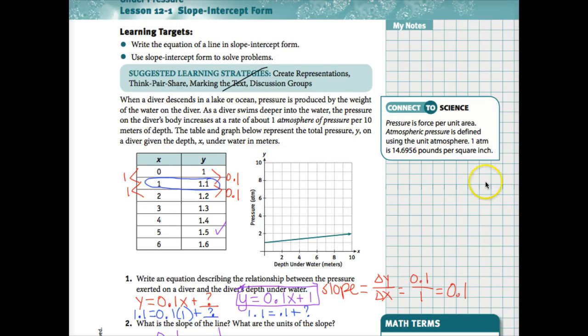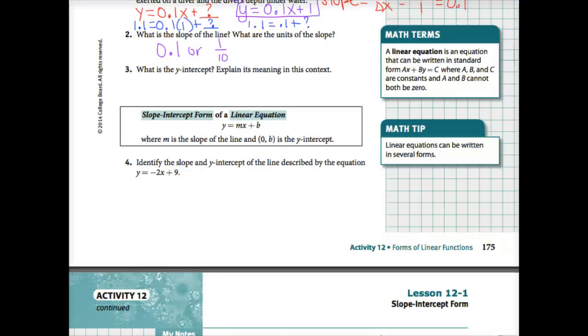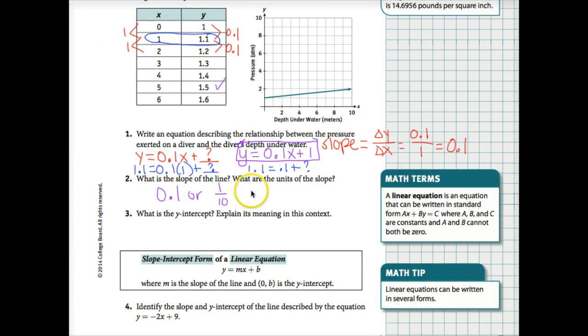And if we look back up, atmosphere of pressure was the unit. So that means that our slope unit is 0.1 atmospheres of pressure per meter.